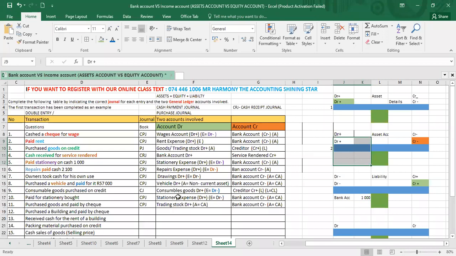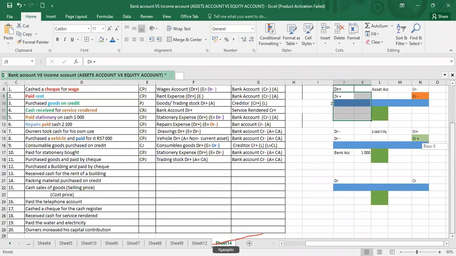Right. 1 minute left, 7 seconds. Right. Purchased, let me just see the transaction. We have a lot of transactions.